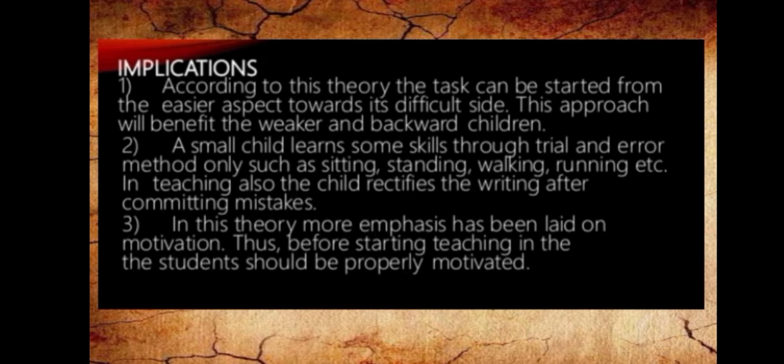Application. According to this theory, the task can be started from the easier aspect towards its difficult side. This approach will benefit the weaker and backward children. A small child learns skills through trial and error method only, such as sitting, standing, walking, running, etc. In teaching also the child rectifies the writing after committing mistakes.